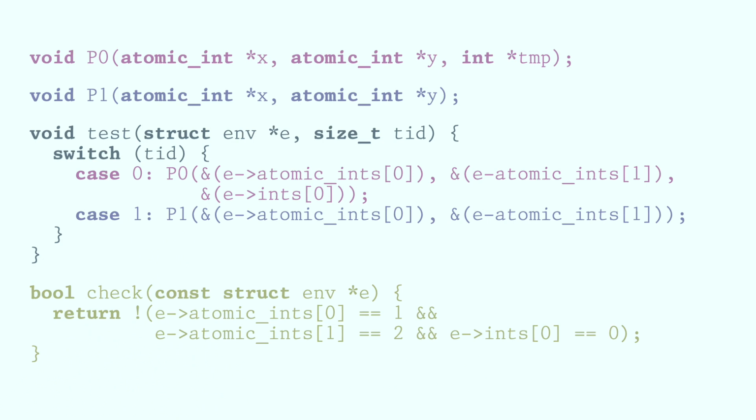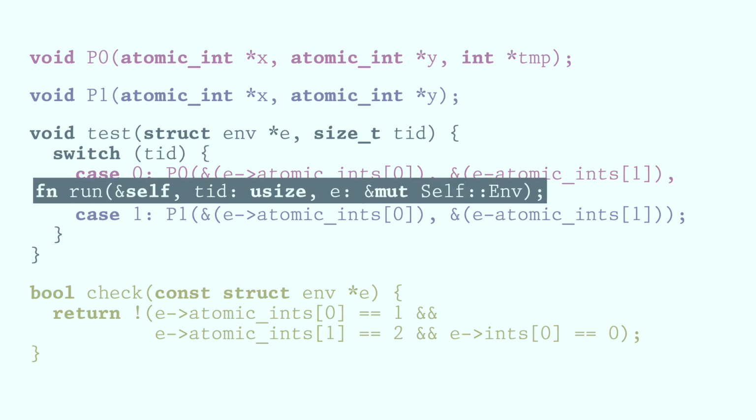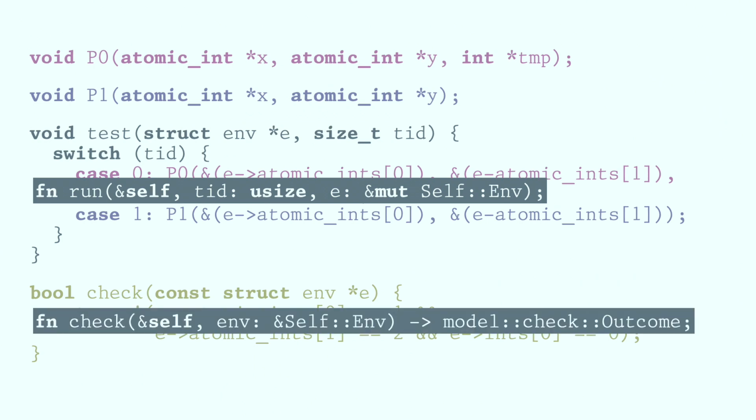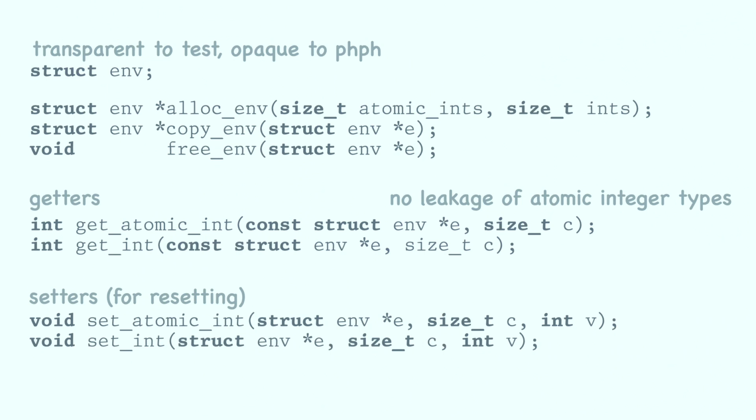So in phenolphthalein, every bit of this is abstracted to some degree at some point. The test function ends up becoming something in Rust that looks like this, and the check function becomes this. You'll see that they're very similar, but there is a little bit of abstraction over exactly what the environment looks like and exactly what the outcome is, and so on and so forth. The environment itself is fairly high level in terms of what phenolphthalein sees. What the test sees is the actual representation that it can do pointer arithmetic on, and so on.